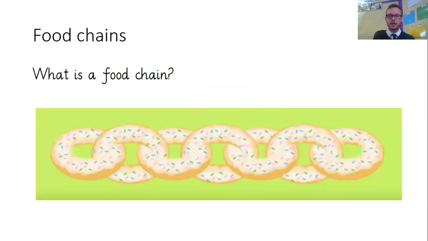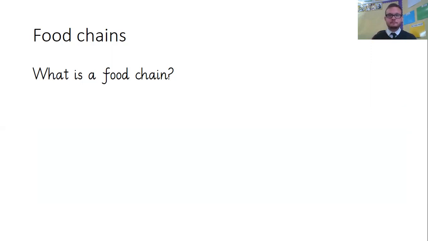Okay, so the first question today I want you to think about is, what is a food chain? So pause the video, have a think. Okay, so hopefully you didn't say it was a group of donuts or food put together as the picture suggests. No, a food chain is the way that animals and plants get their energy, and it's the order in which they get their energy. So hopefully you've done a little bit about this last year already, so you'd already have an idea. So let's have a look at a food chain.